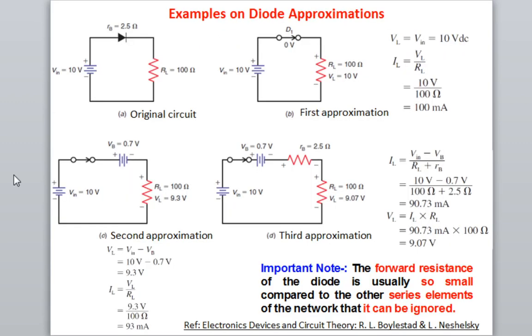This is the first problem. So this is a diode which is connected in an electronic circuit. Let us say this is a power supply of 10 volt. Then we have a diode, then we have a resistance. If you see here, for this diode it is given that RB is equal to 2.5. It means that the diode has a resistance, and obviously the diode is in forward bias, so this is the forward resistance.